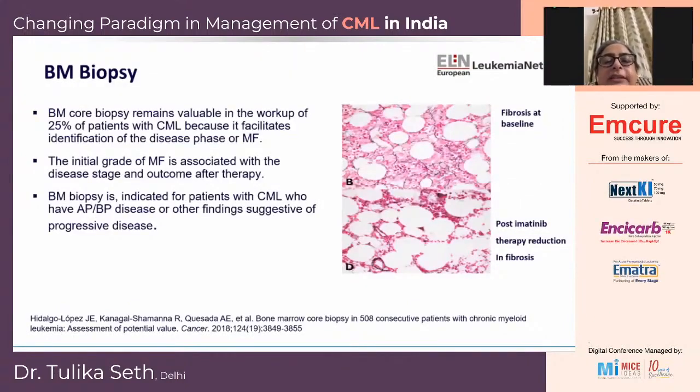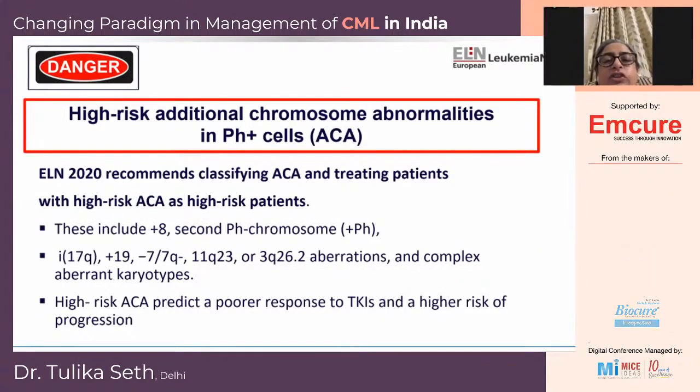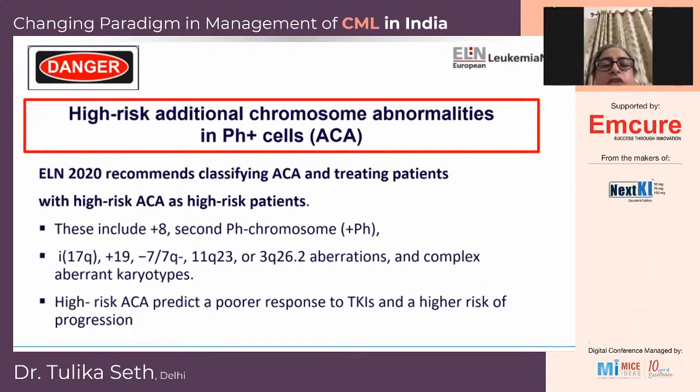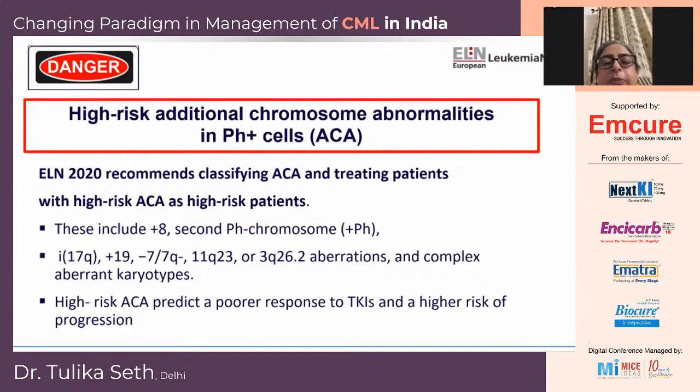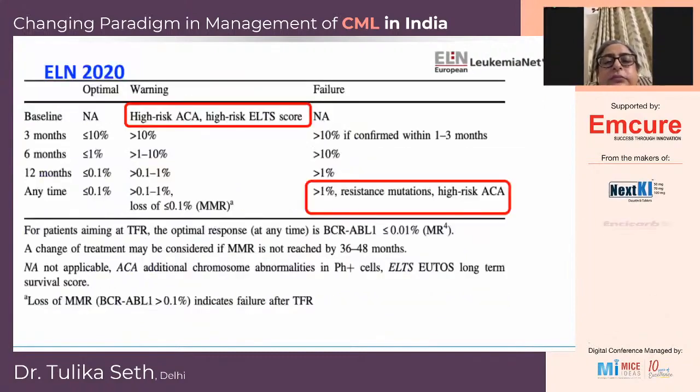And it mentions in passing the implications of biopsy, which is important in 25% of our patients to define their disease and document myelofibrosis. Next. The most important thing it talks about are the additional chromosome abnormalities, which, if found at any time, make these patients high risk because they predict a poorer response to TKI and a higher risk of progression. Next. And this is where it is in the table. So at any time when they have this, this is considered to be a failure.